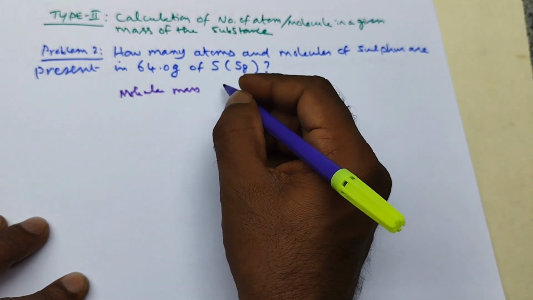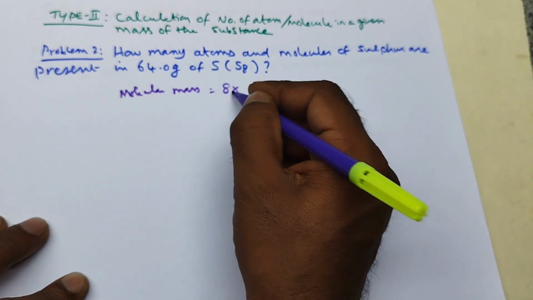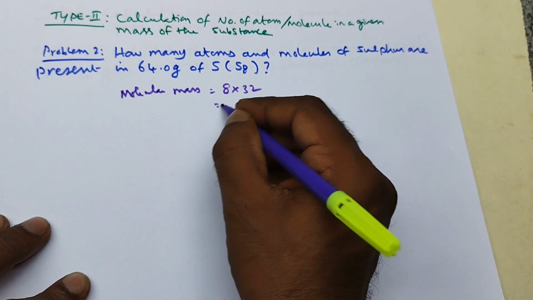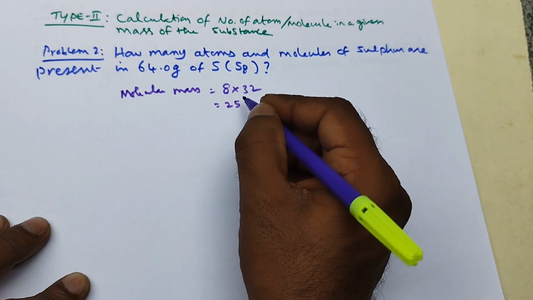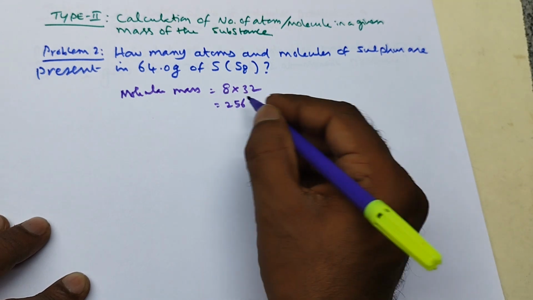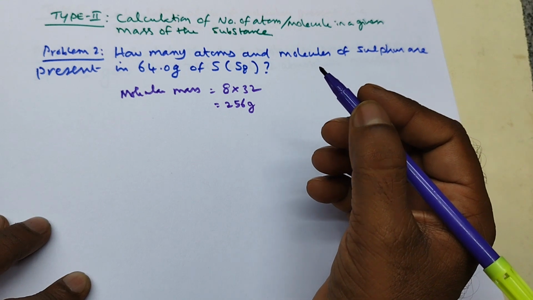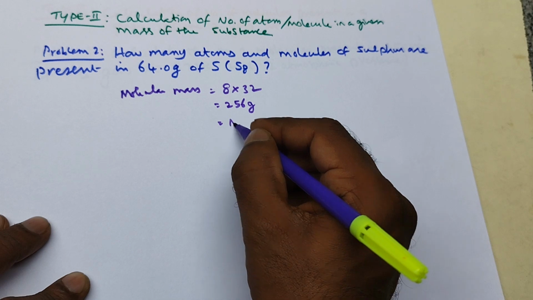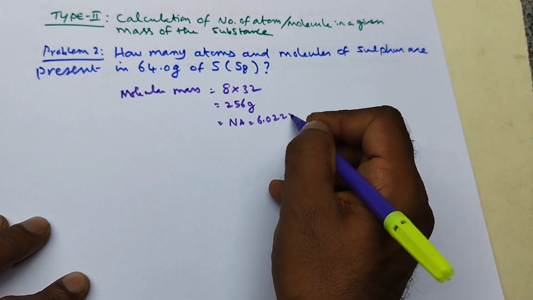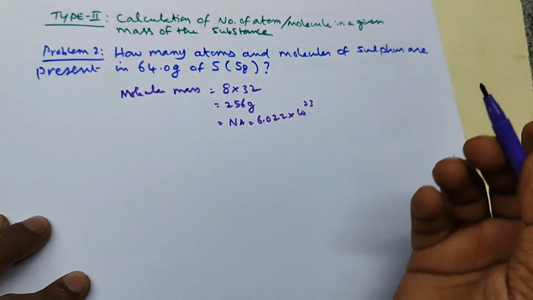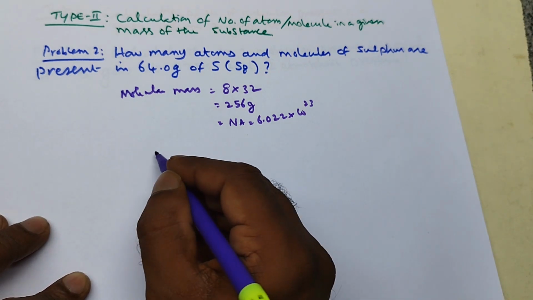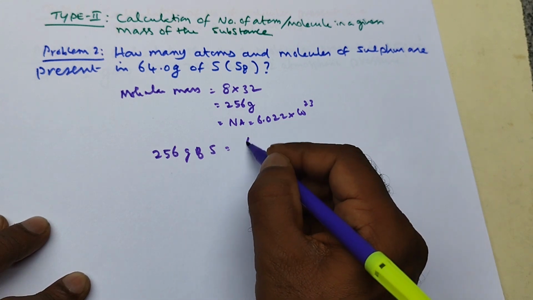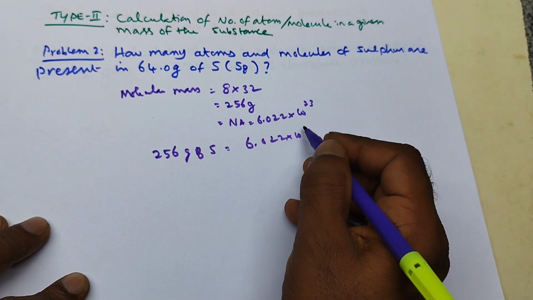How can you find out the molecular mass? Number of atoms is 8, and the atomic mass of 1 atom of sulfur is 32. If you multiply these two, we get 256. If we express it in grams, it is called molar mass. At the same time, it contains Avogadro number of particles, that is 6.022 × 10^23 particles or atoms. So 256 gram of sulfur contains Avogadro number of particles, 6.022 × 10^23.